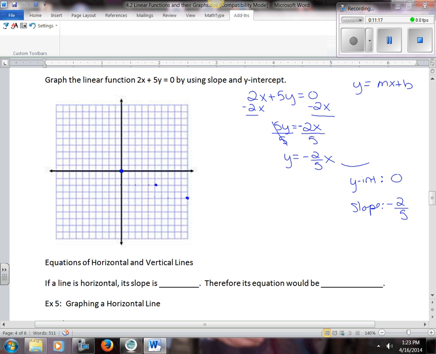Okay? You could also rise up 2 and then go backward 5. It doesn't matter if that negative is in the numerator or if it's in the denominator or if it's out in front. Either way is going to work, okay? So I can go up 2 and back 5 as well. Connect the points and label.